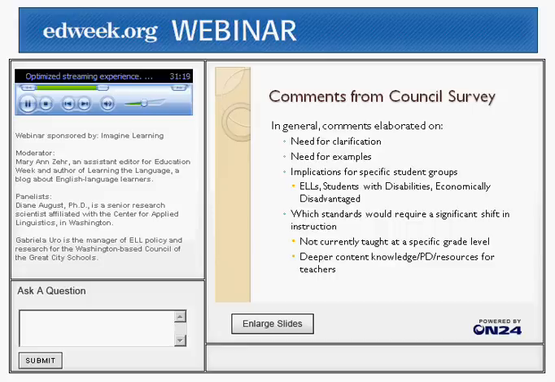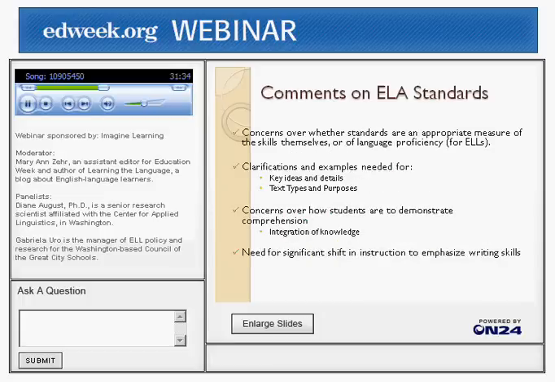And the comments were around needing a little bit more clarification, need for examples, and just the shift in instruction. And again, the deeper content knowledge as well as PD for teachers. With regard to language specifically, there were concerns about standards that rely on production of language. And as we know for English language learners, that is a stage that is later in the language acquisition stage.